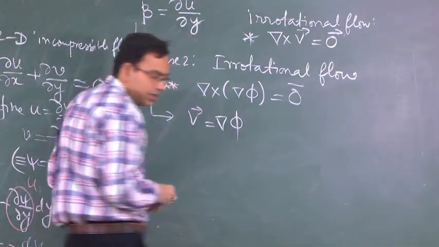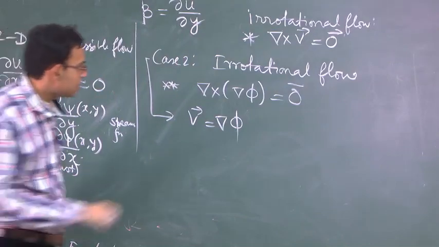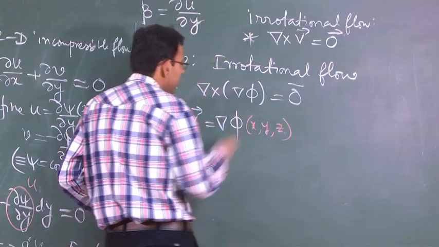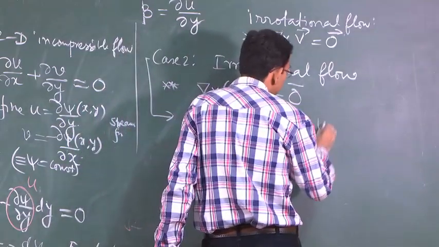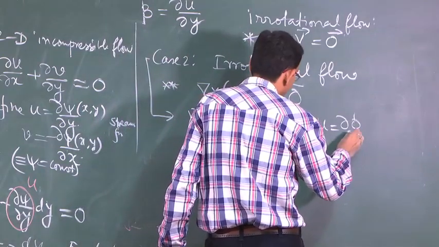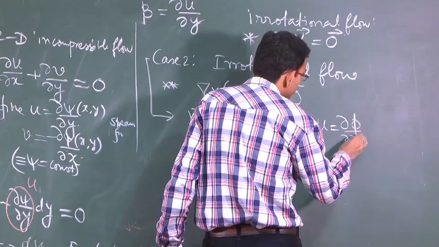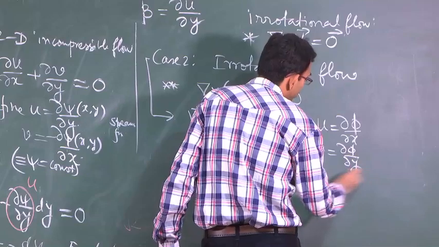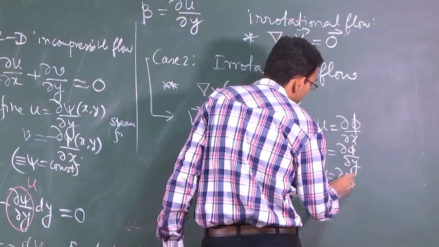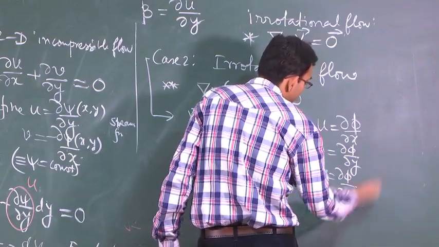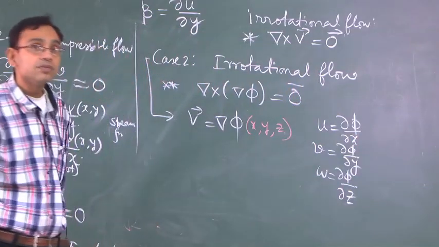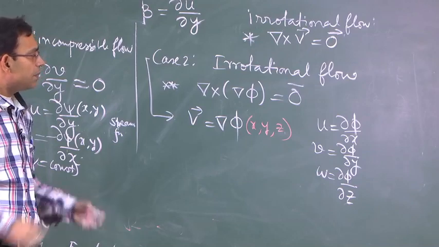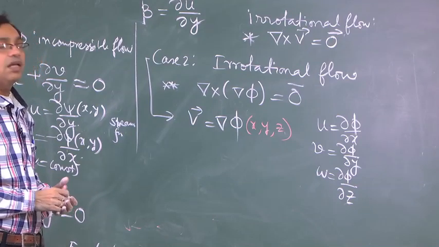This is a function of x, y and z because it is in general a 3-dimensional parameter. So, the corresponding scalar components are u is equal to del phi del x, v is equal to del phi del y and w equal to del phi del z. So, this velocity potential is physically reminiscent of an irrotational flow.